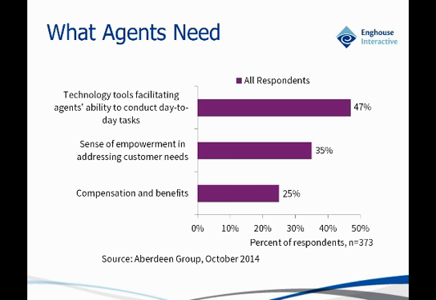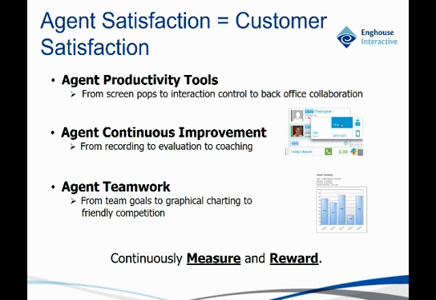But the key to that empowerment is giving them the information they need and the choices they need to be able to make for that customer. Well, that gets into sort of the combination of agent satisfaction equals customer satisfaction is what you're saying. Could you comment on the tools here?